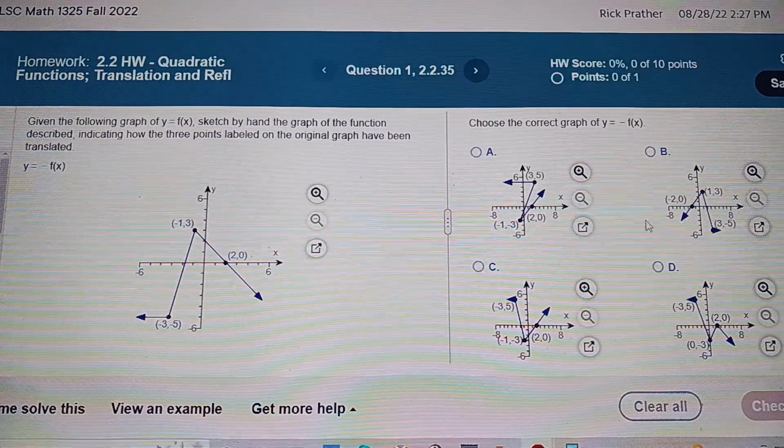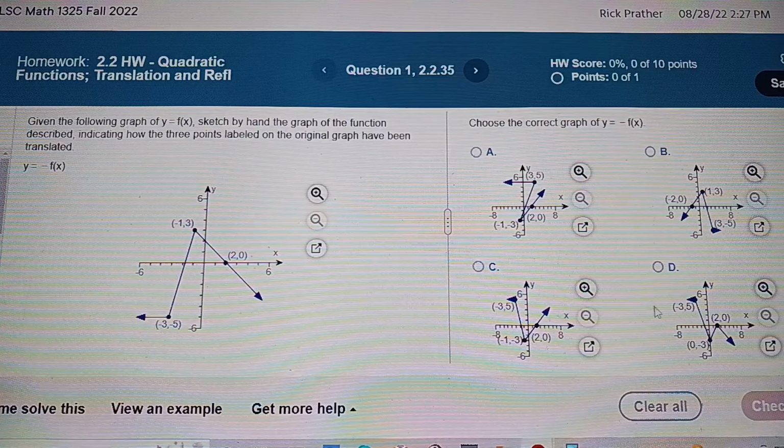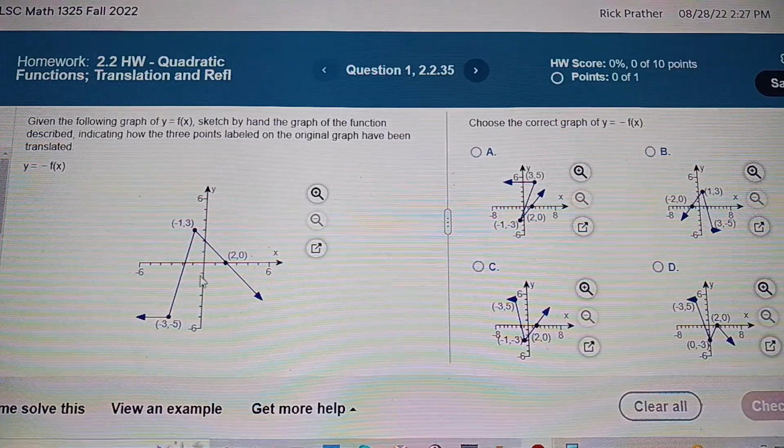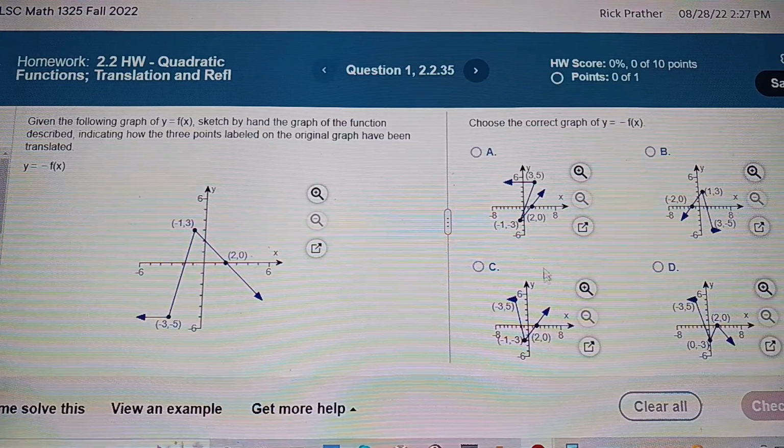Although that has it too, this doesn't have it, and this doesn't have it. So it's got to be A or C already just from that one point alone. If you're already on the x-axis and you're reflecting over the x-axis, you're not going to move. So 2, 0 should also be on the graph, and they both have that.